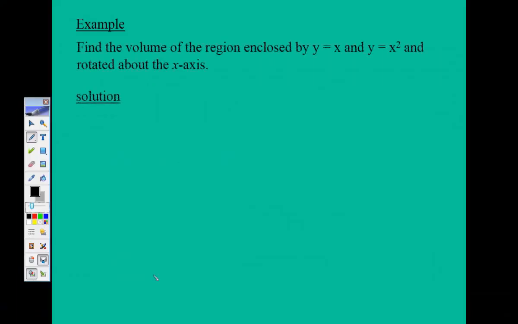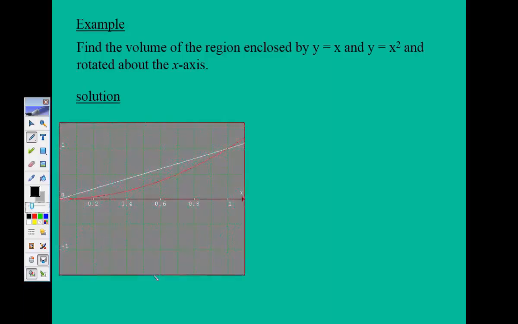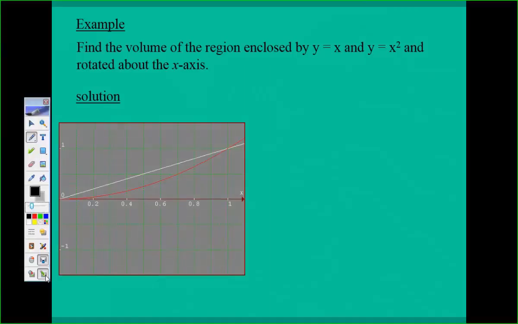Find the volume of a region enclosed by y equals x and y equals x squared, rotated about the x-axis. This problem is going to be a little bit different. And let me start out by drawing what this shape would look like. If we rotated this, we would have a shape that looks something like this.